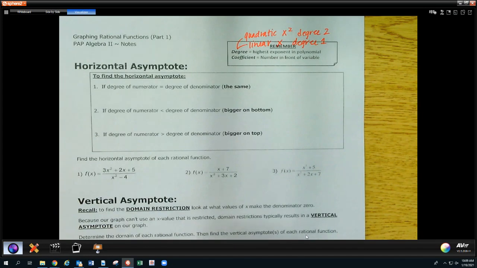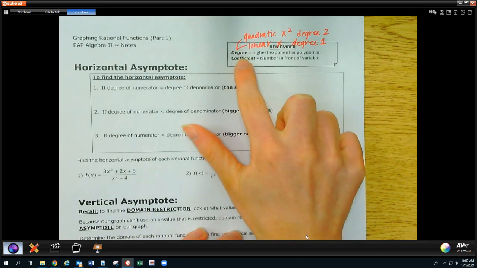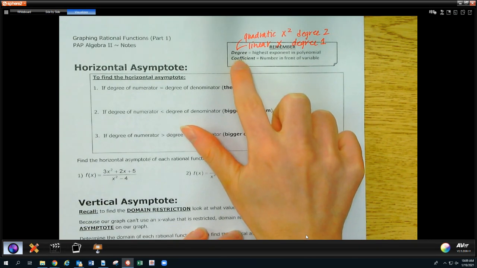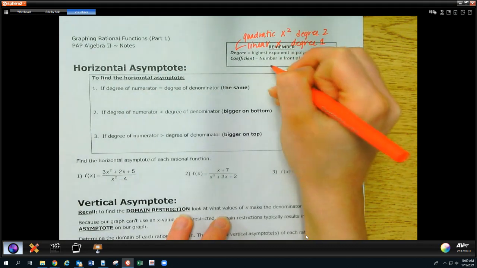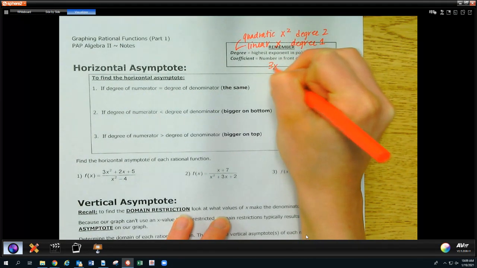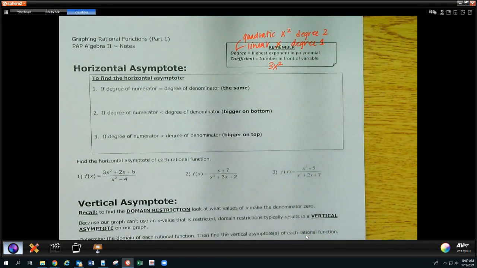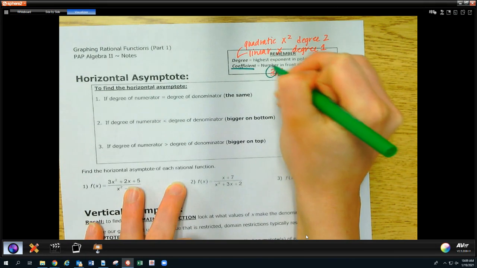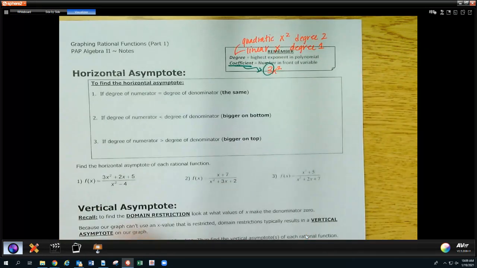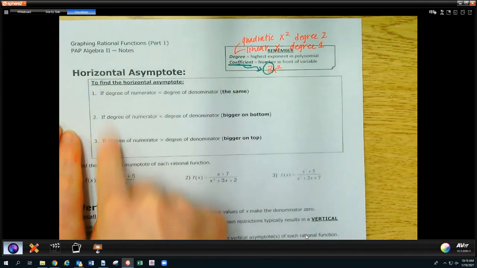After you look at the degrees, you're going to eventually look at a coefficient for one of the cases. The coefficient is the number in front of the variable. For example, if I had 3x squared, the coefficient would be this 3 right here, the number in front. So we've talked about that, but just a reminder. And so there's 3 different cases.